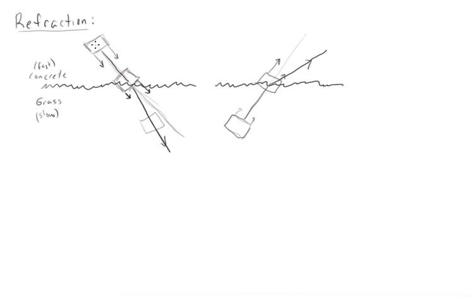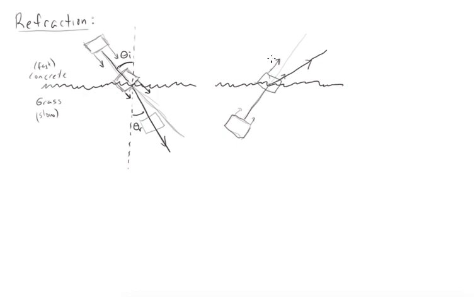If we draw in a normal line, something perpendicular to this boundary, here's the grass-concrete boundary, and we draw a line in perpendicular like this. What we can see is that this is the angle it went in at. We're going to call that theta I, for incident angle. And this over here is the angle of refraction, theta R, that it refracted to when we do this for light.